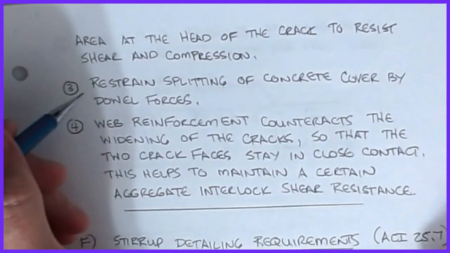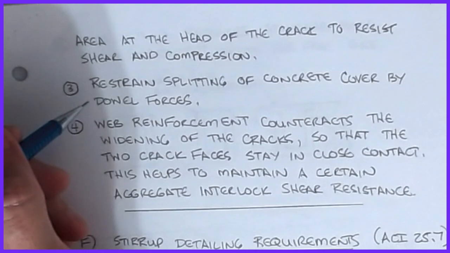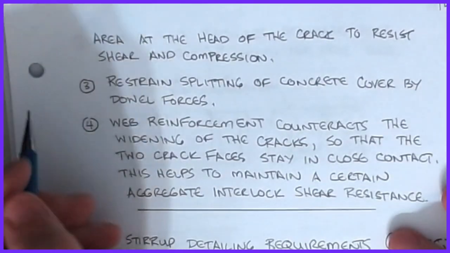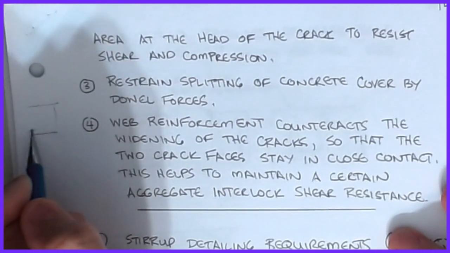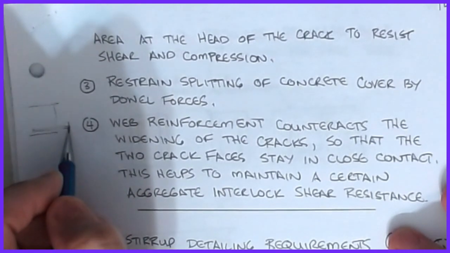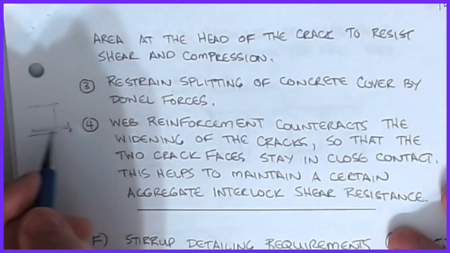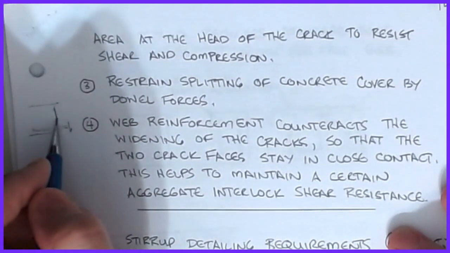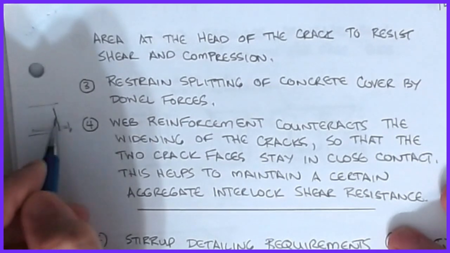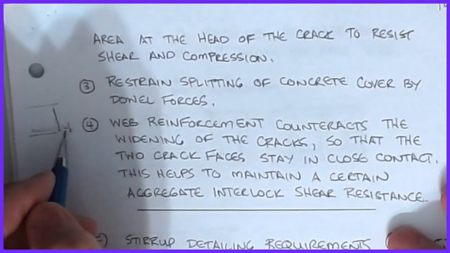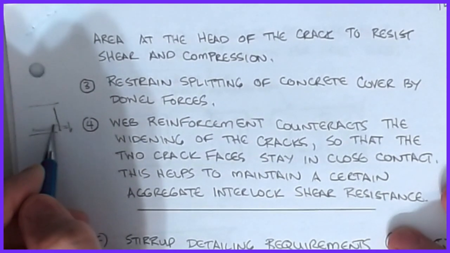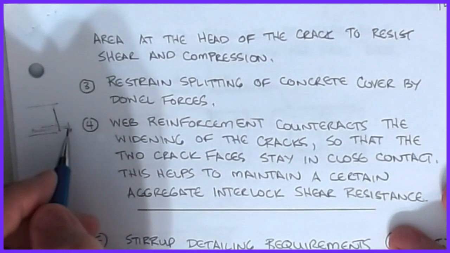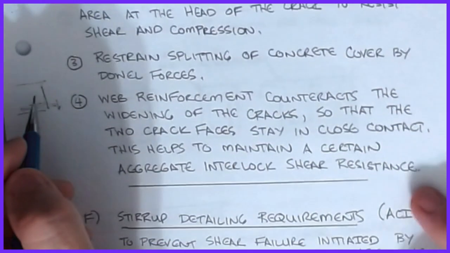It's also used to restrain splitting of the concrete cover by the dowel forces. If you remember, the dowel forces we talked about in the last video were the longitudinal bars coming out, and I push down on the end of that bar with a V, so it's going to want to pop the bottom of this thing off. By putting a stirrup around that bar, it helps hold that bar in place so that I get the dowel forces, but I don't get that prying action where the crack tries to turn and come this way and break off the bottom of the beam. So it restrains that splitting behavior.